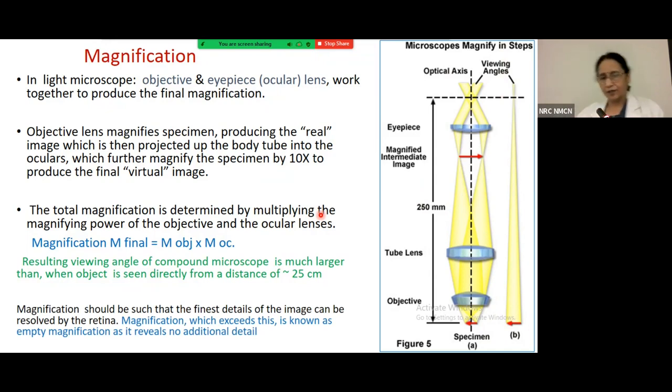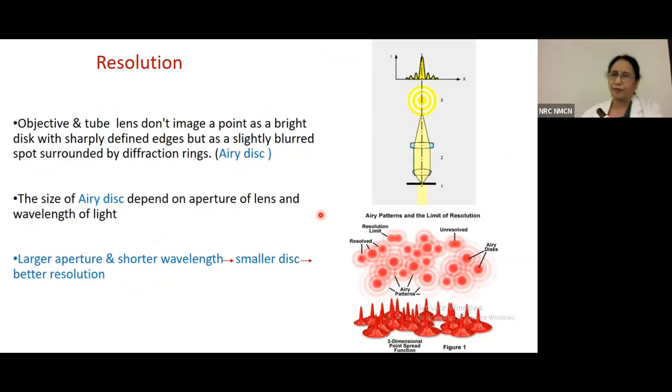Magnification should be such that we can see the finest details of the image and it can be resolved by our retina. The magnification which exceeds this is known as empty magnification because it reveals no additional details.